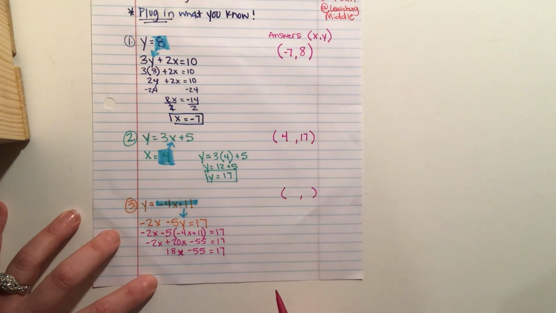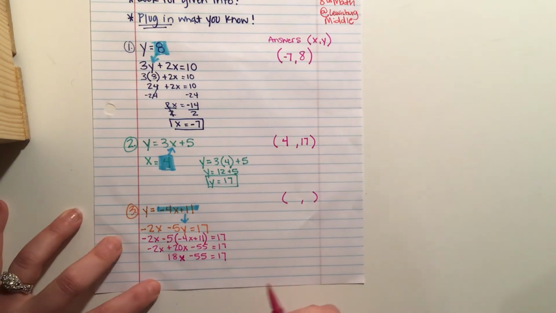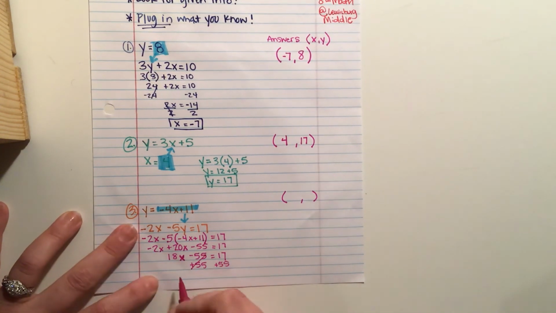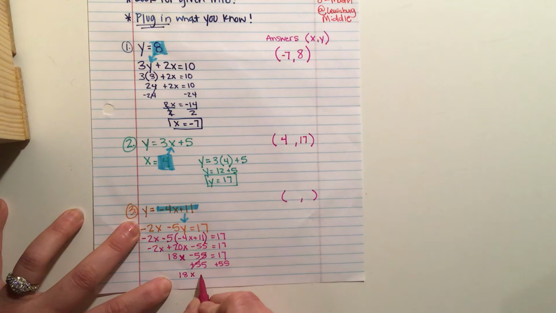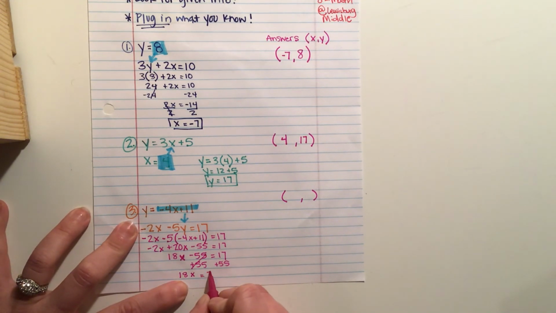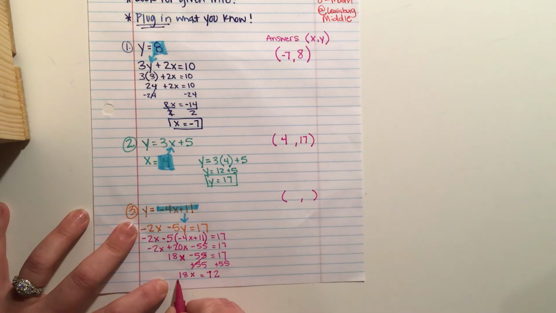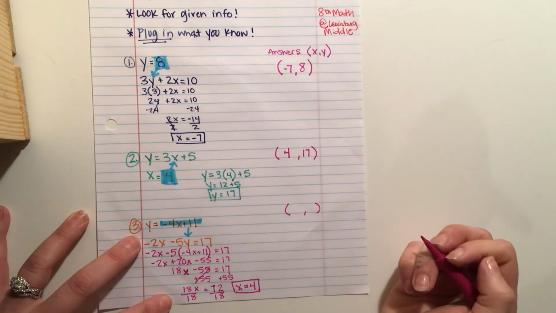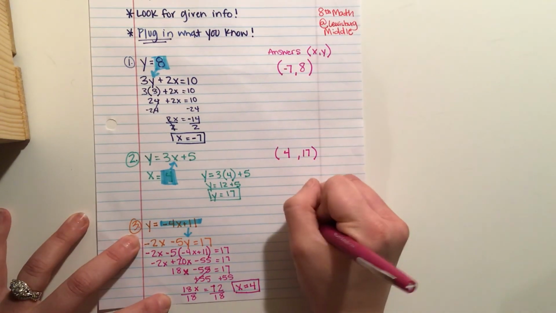In order to solve for x, you're still using your inverse operations. So add 55 on both sides. 18x equals 17 plus 55. It's going to make 72. Divide by 18 on both sides, and you get x equals 4. So now you know part of your answer, x equals 4.